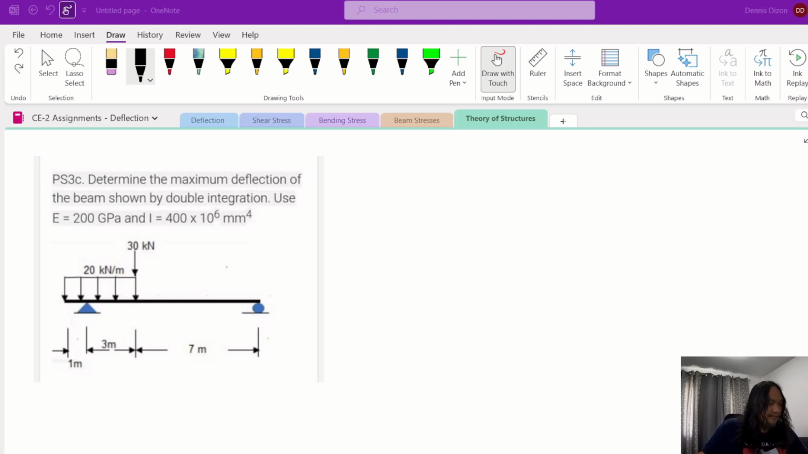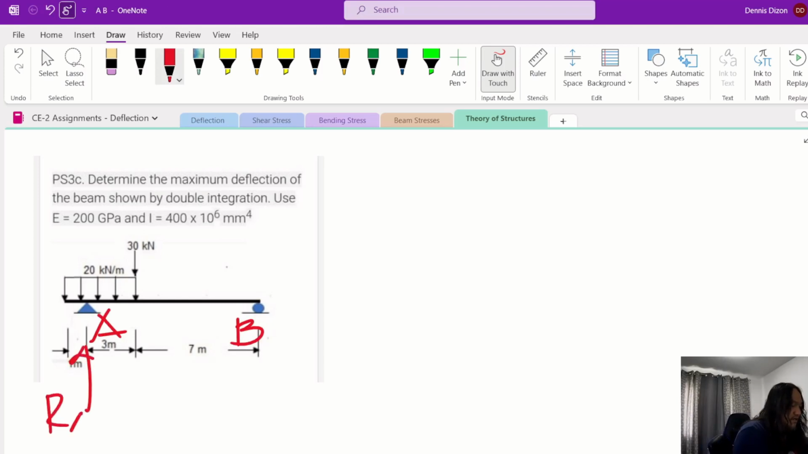So first, we will get the reaction. In order to get the moment equation, we have to solve for the reaction. Say this is point A, and then this is point B. So we have RA and then RB on the left. So first, we will try solving the reaction at A.